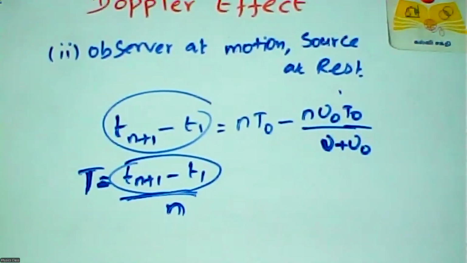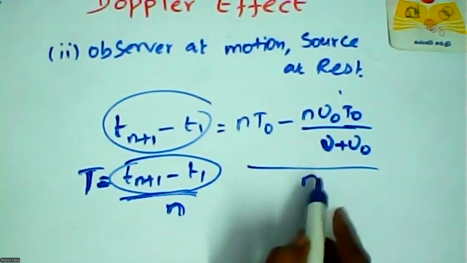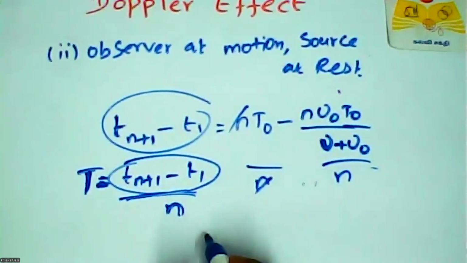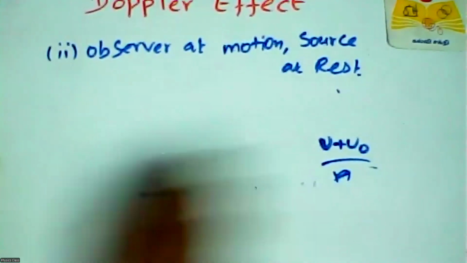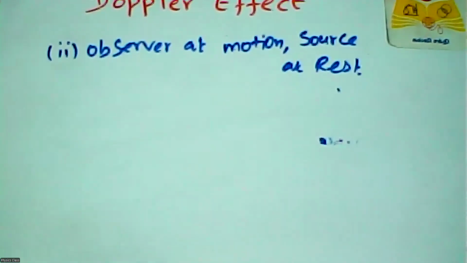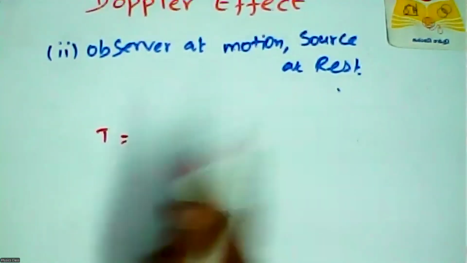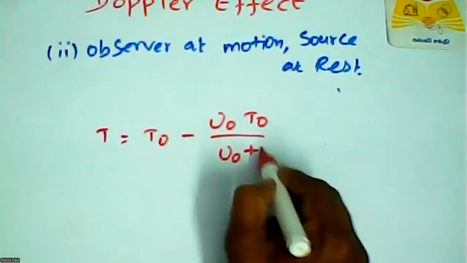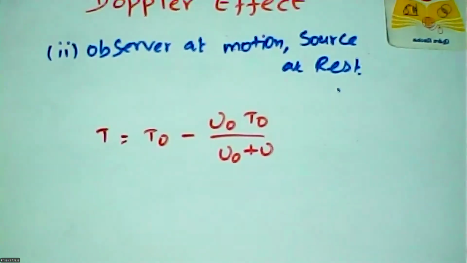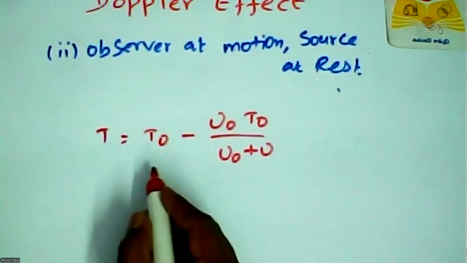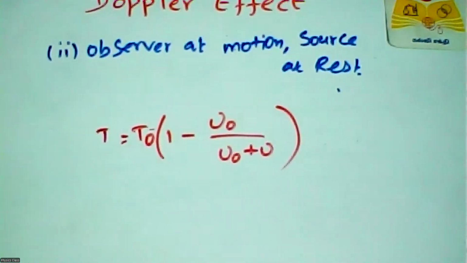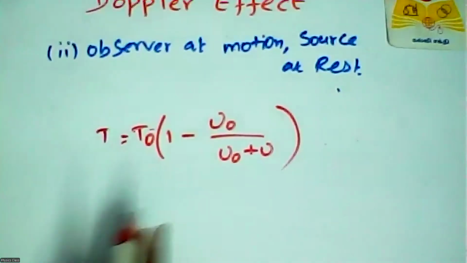Okay, right. So this n belongs to this fourth quantity. So we have to separate it like this. So n cancels out. Okay. So then this equation becomes T naught minus V naught T naught by V naught plus V. As with the last case, we can take T naught as a constant. So like this. Okay. So this is the apparent time period.